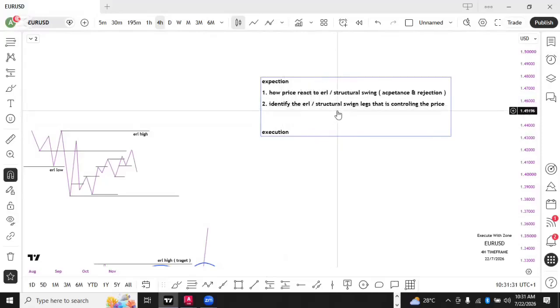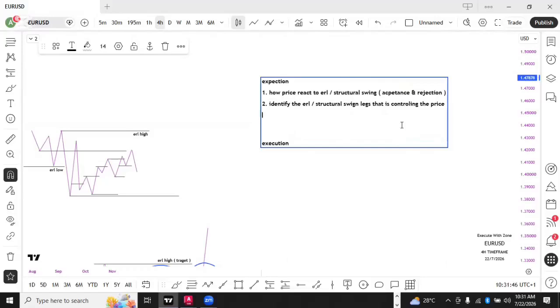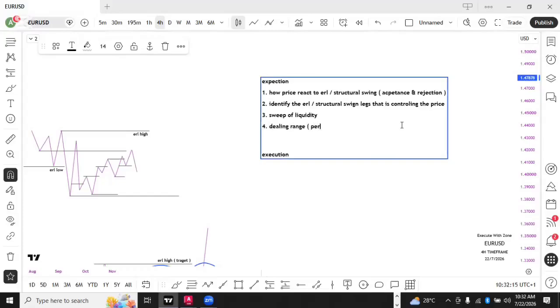the structural swing leg that is controlling the price, which means, did my external high, for example, okay, I'm going to give an example of this. I'm going to draw a chart of this. And the next thing is sweep of liquidity. And the next thing is dealing range, which is, I won't write it short before, but let me write it in full, which is premium and discount.